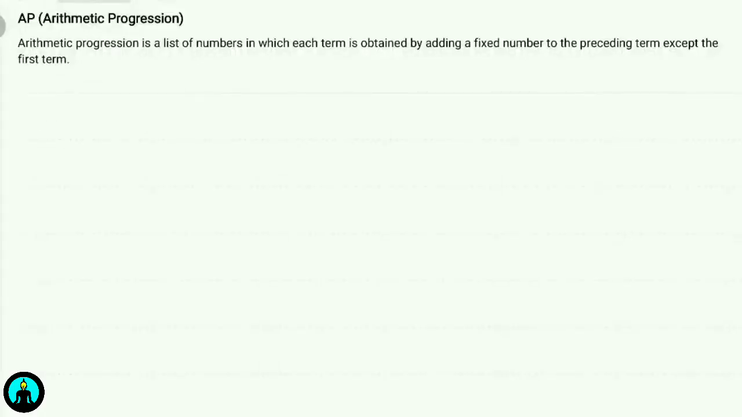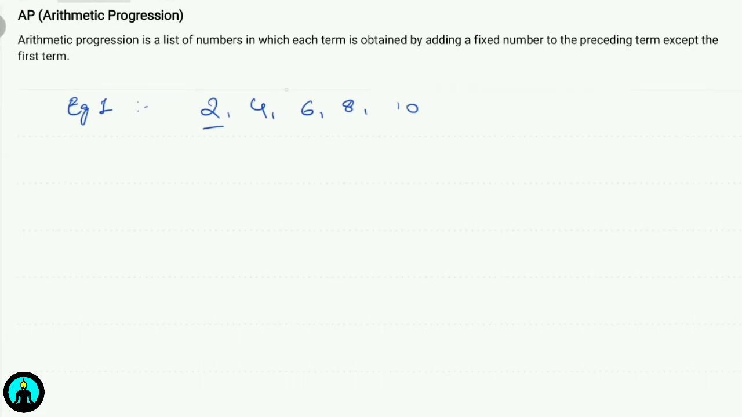Arithmetic progression is a list of numbers in which each term is obtained by adding a fixed number to the preceding term, except the first term. 2, 4, 6, 8, where 2 is the first term and 4 is the next term, as well as 6, 8 and 10. For 4, 2 will be the preceding term.